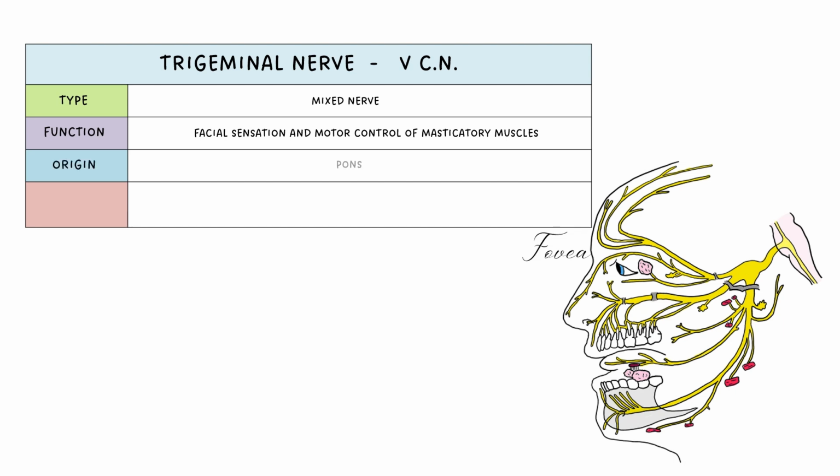It originates from the pons and, inside the skull, extends to an expansion that contains only the cell bodies of the sensory neurons called the Gasserian ganglion, and here it divides into three branches.